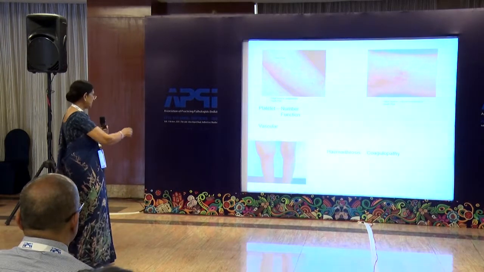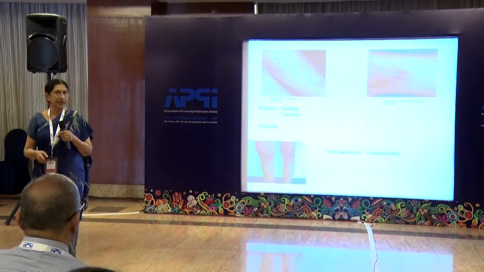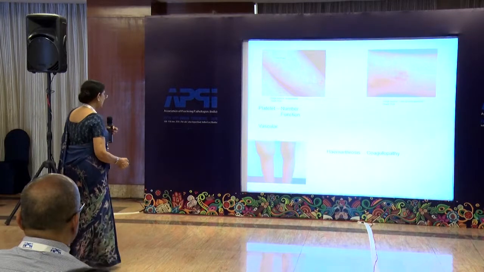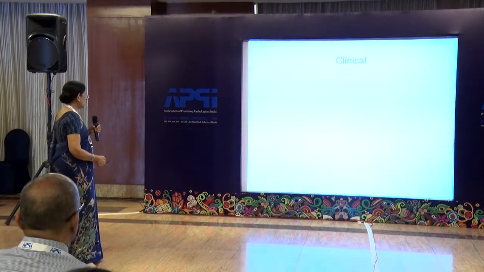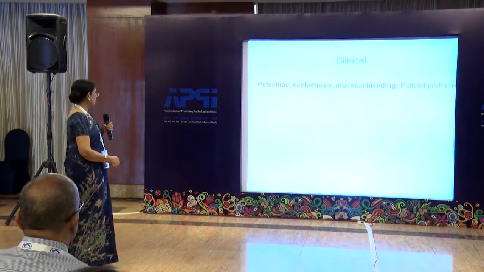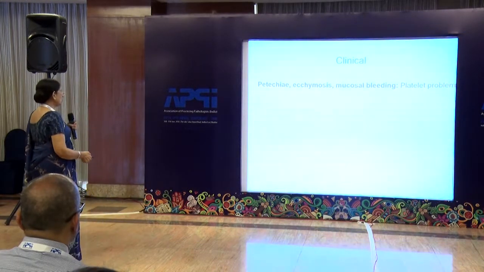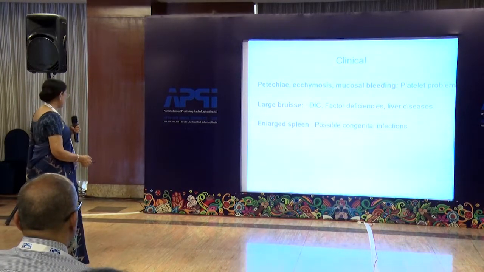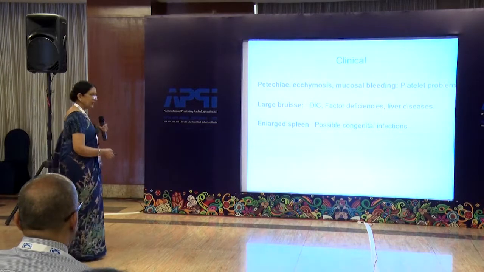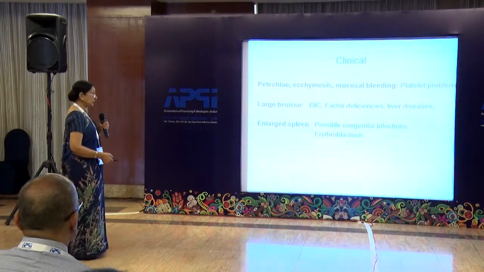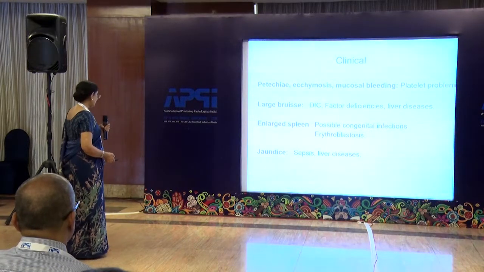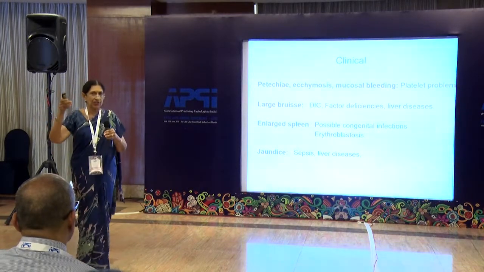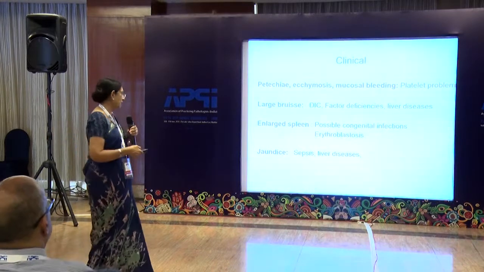When you have deep-seated hemarthrosis or deep-seated hemorrhages, hematomas, then you are actually looking at a coagulopathy, and you must keep that in mind. What are you going to do? So you have to talk to your patient. Petechiae, ecchymosis, mucosal bleeding, you've seen a platelet problem. Large bruises can be coagulopathies. And large spleen, possible congenital infections, secondary causes, erythroblastosis in babies. And if jaundice is there, you are looking at a liver problem, which is the seat of production, the factory of all these coagulation factors.